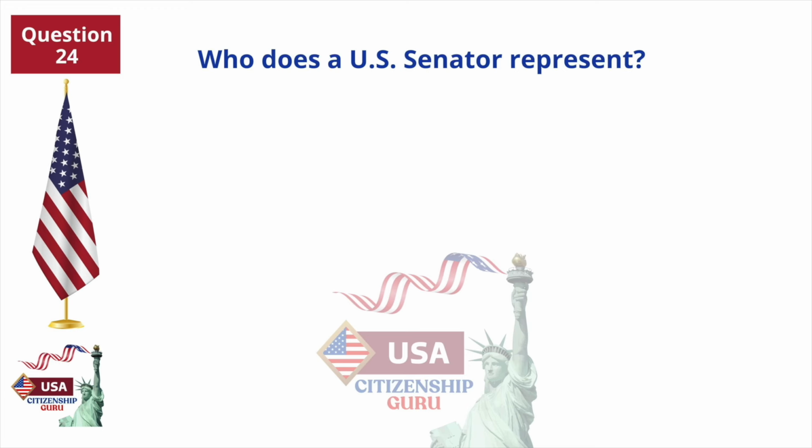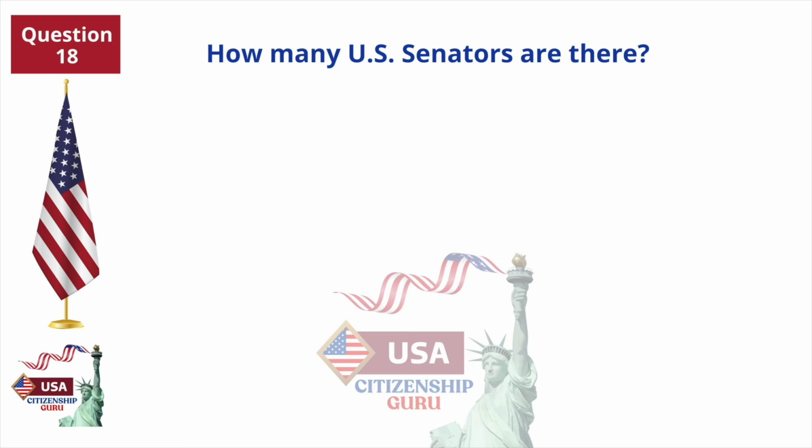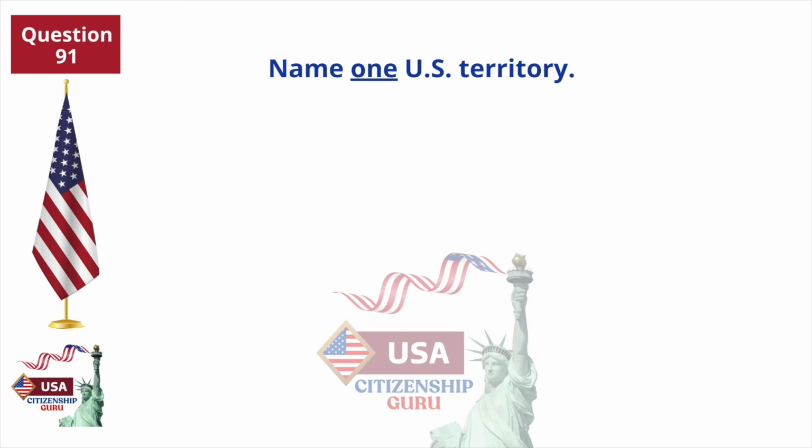Who does a U.S. Senator represent? All people of the state. How many U.S. senators are there? 100. Name one U.S. territory. Guam.